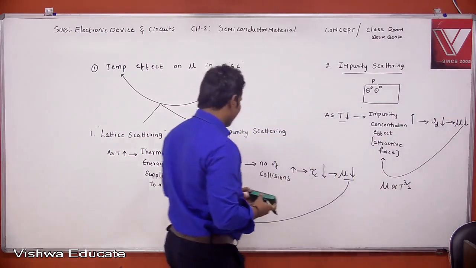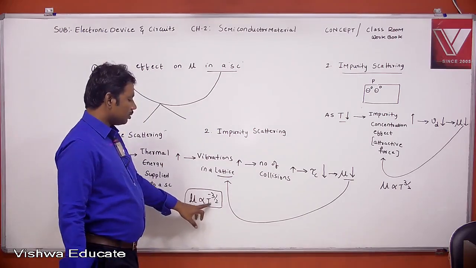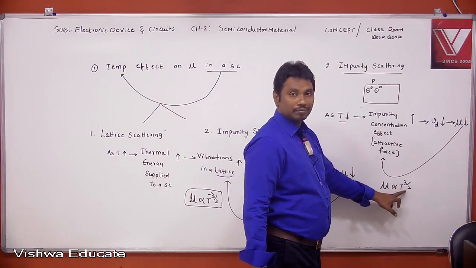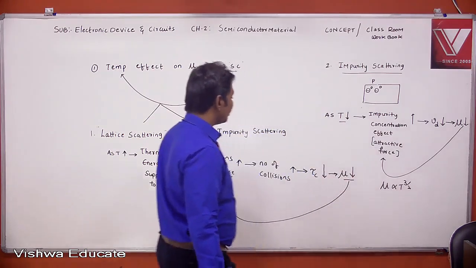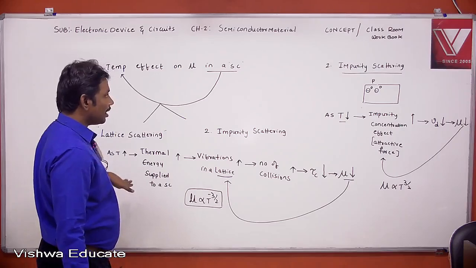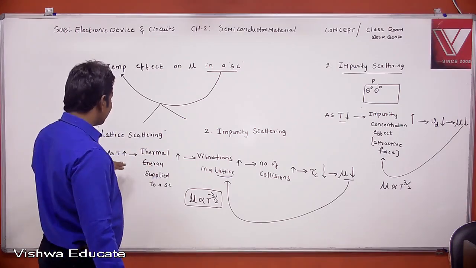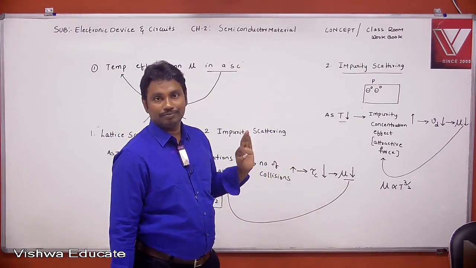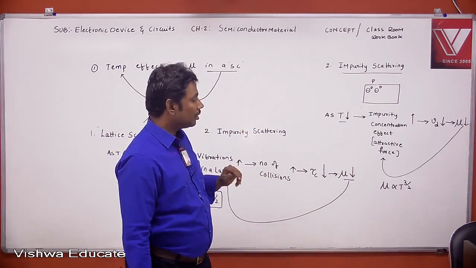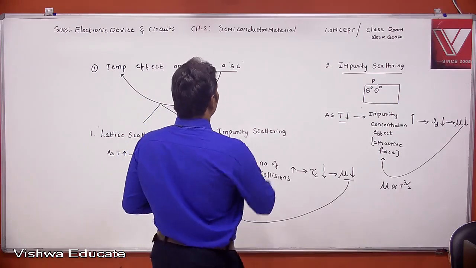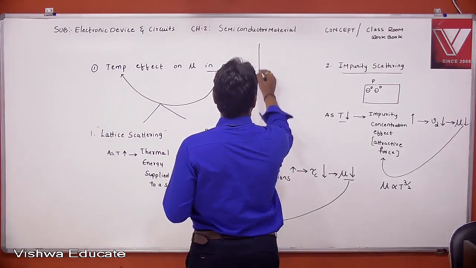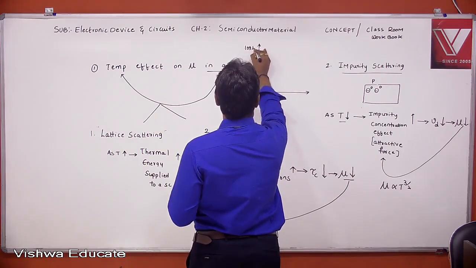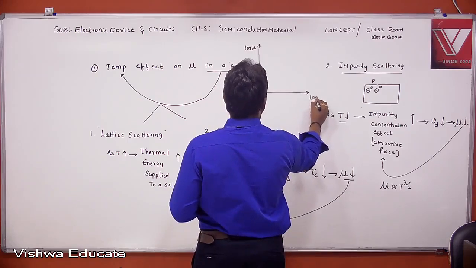In case of lattice scattering, mu is proportional to T to the power minus 3 by 2, whereas in impurity scattering, mu is proportional to T to the power 3 by 2. That means in both lattice scattering and impurity scattering, as temperature is increased or decreased, the mobility decreases, right? Now I'm going to draw the graph between mobility versus temperature, that is log mu versus log T.